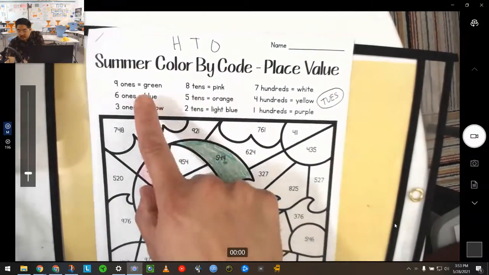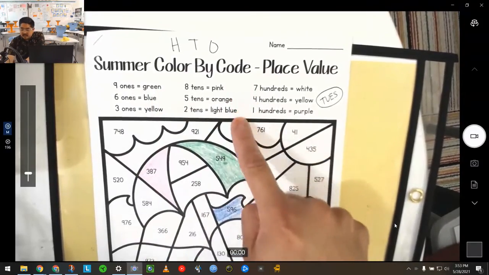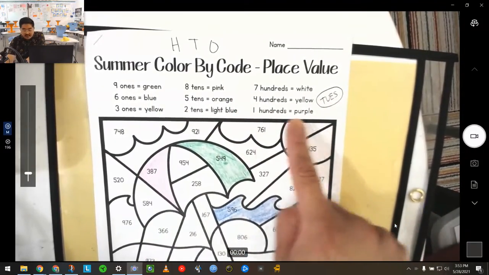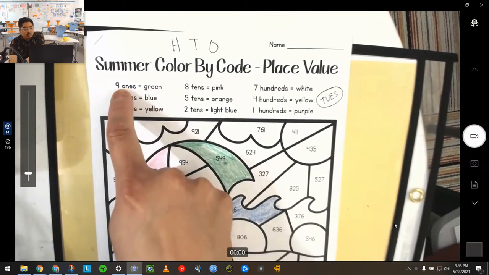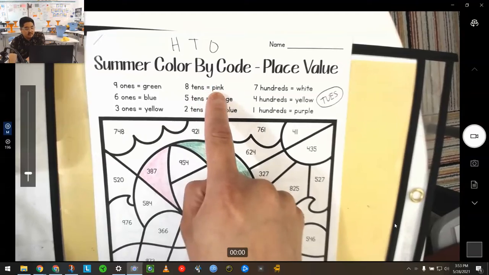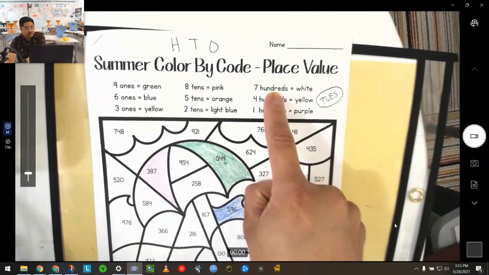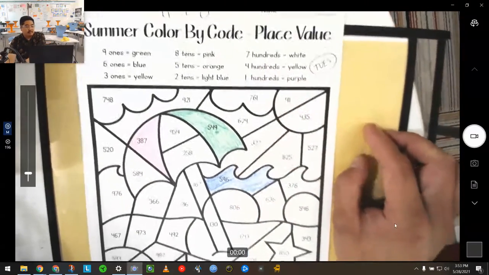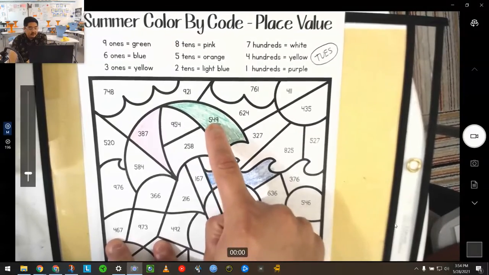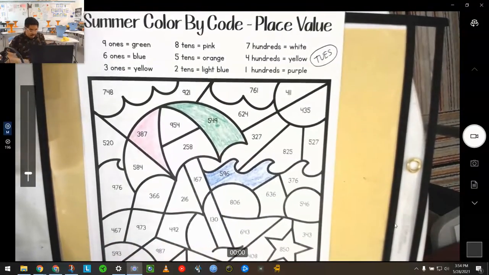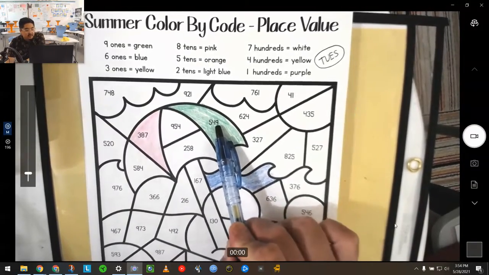Okay, so over here, you have different colors. Green, blue, yellow, pink, orange, light blue, white, yellow, purple. Next to those colors, like where green, it says 9 ones. Or let's go over here to pink, 8 tens. Or the white, 7 hundreds. So that's what we're going to look for right now. So for 9 ones, I already did an example right here, 549. The number 549 has a 9 in the ones place.